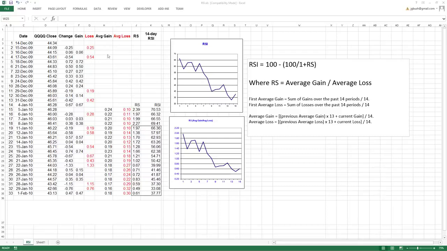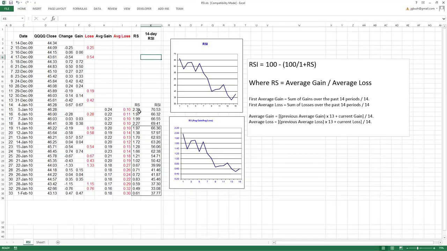We click on our first value for average gains. We can see that it is a collection of all of the gains in the previous 14 periods that are summed and averaged to 24. Likewise, losses in red here are collected, averaged, and represented. And then our RS is simply our average gains divided by our average losses, resulting in 2.39. Now that's for the very first set of data, for the first representative value of our RS.